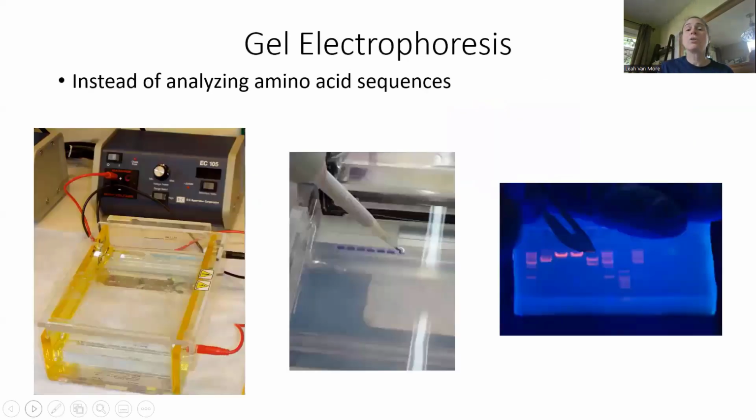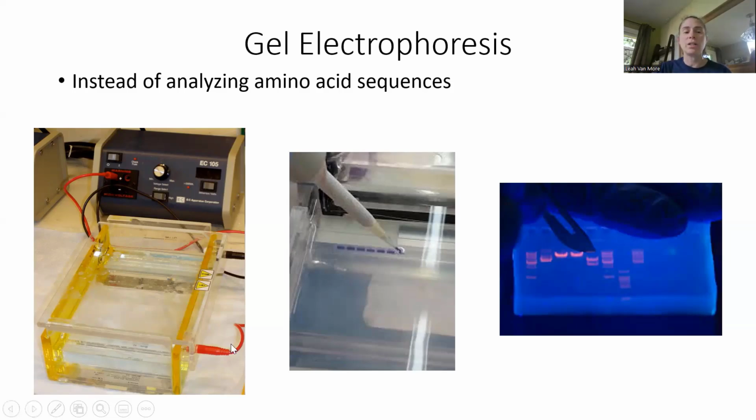All right, so that brings us to gel electrophoresis. Gel electrophoresis is a process by which, instead of having to analyze each amino acid sequence, which is very complex, very costly, you can actually analyze chunks of DNA to see relatedness. We'll just say that for right now.